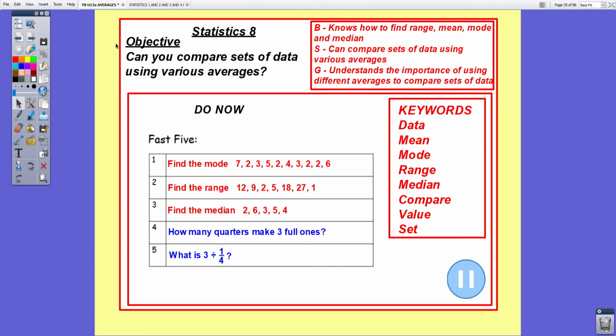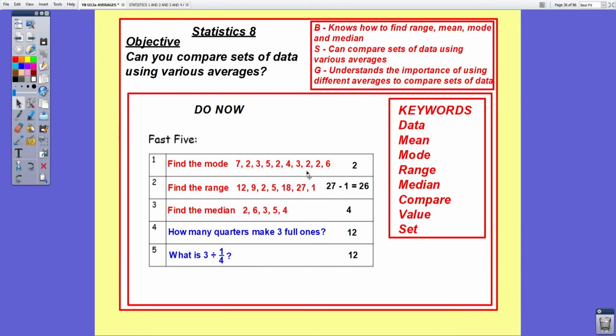Now, as usual, we start with a do now, fast 5 questions. If you would like to pause your video and unpause it when you've had a go at those 5 questions, please. Okay, let's see how you've done with these.